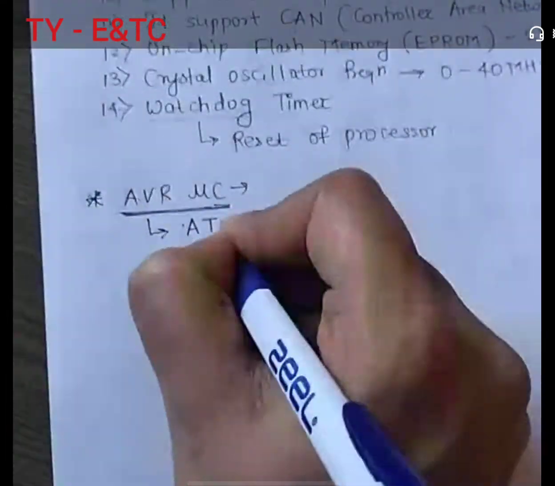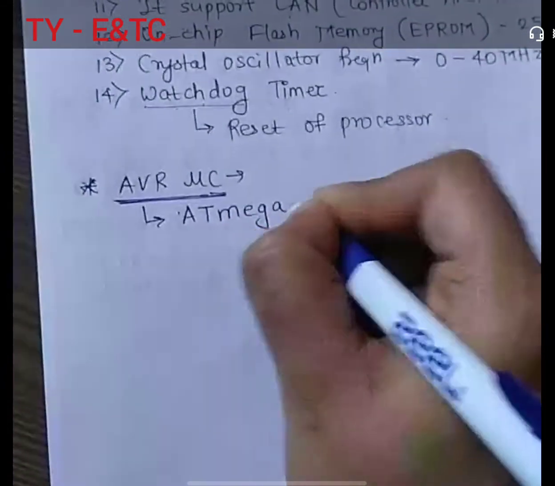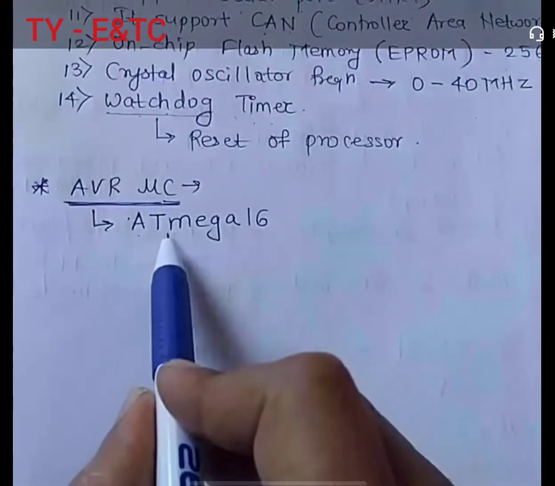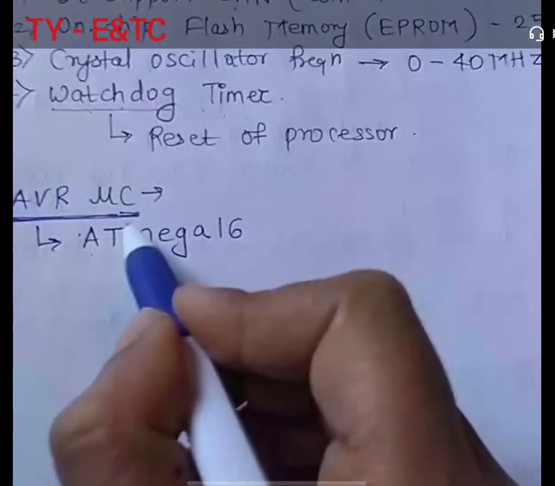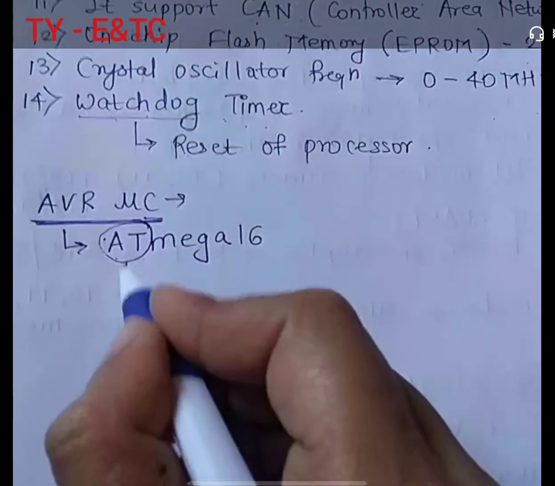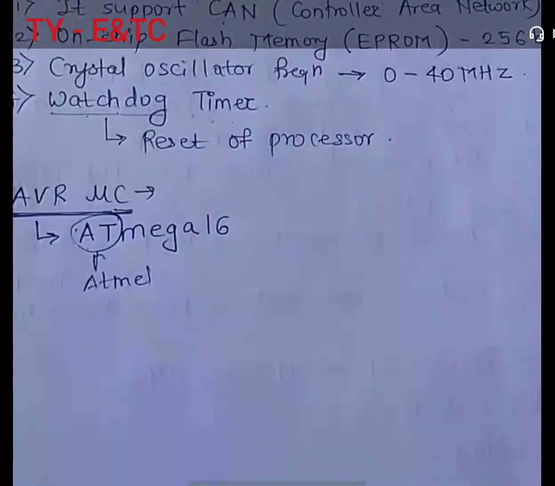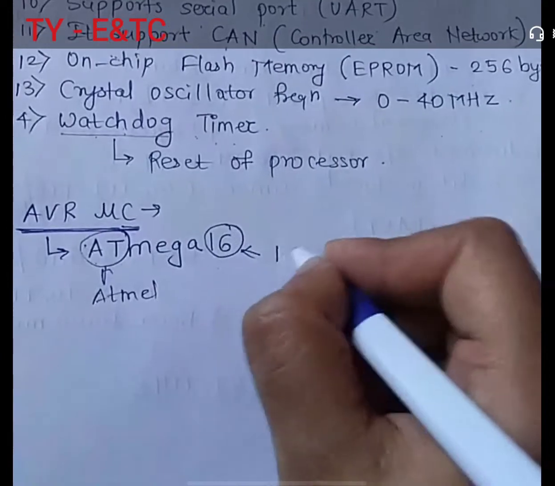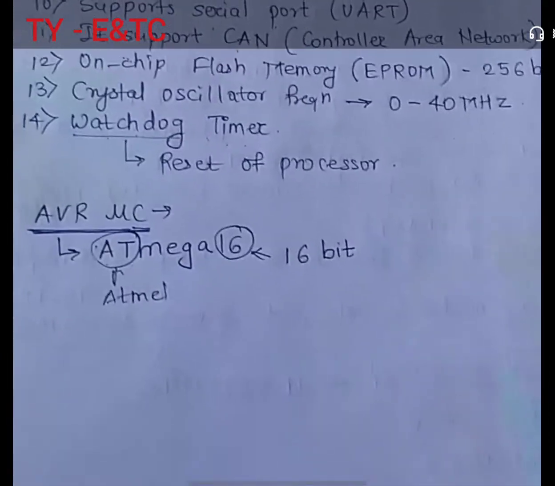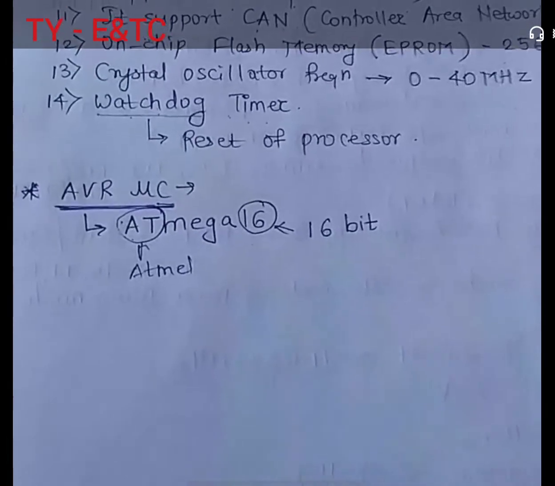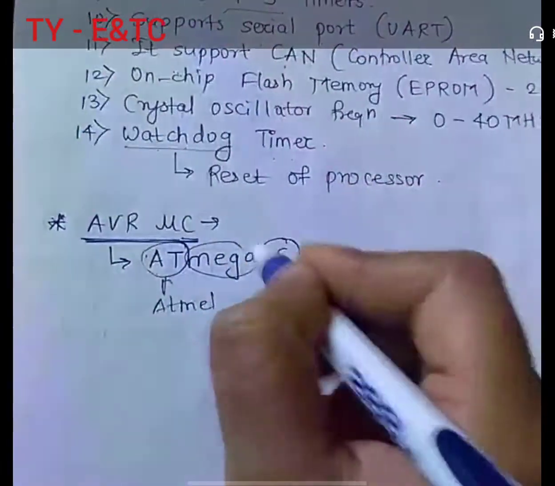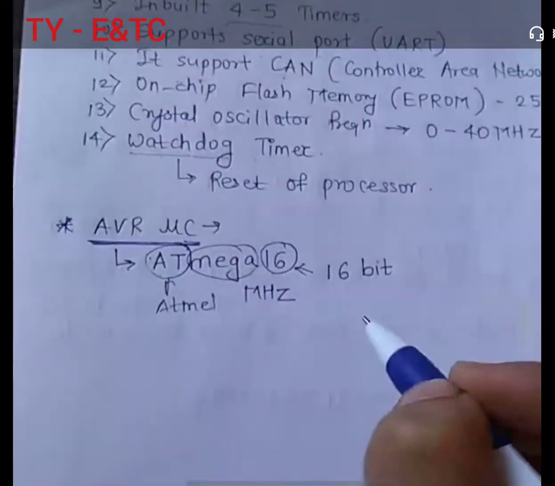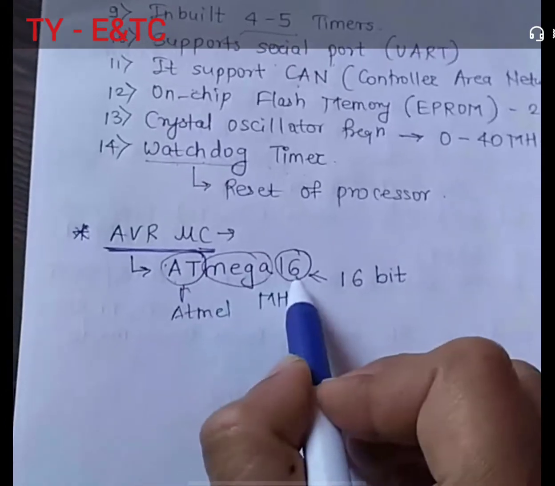That is ATmega 16. The very common microcontroller inside AVR is ATmega 16. The meaning of AT is nothing but it is dealing with Atmel. The 16 means it is dealing with a 16-bit microcontroller. What is the capacity of that microcontroller? And mega means the crystal frequency is in terms of megahertz. So the name is ATmega 16.